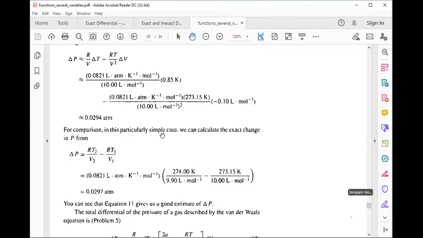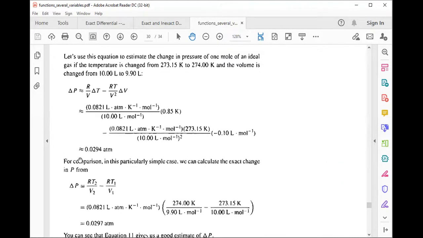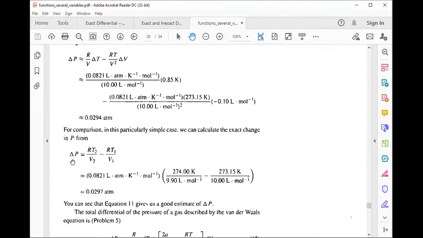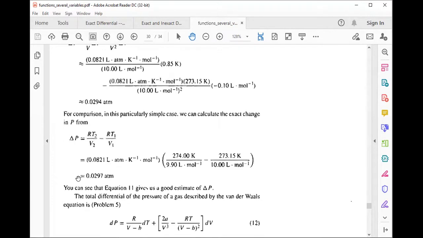For comparison, in this particularly simple case, we can calculate the exact change in P from the delta P expression. For an ideal gas, PV equal to RT, therefore P equal to RT by V. This is the final value of temperature T2 and final value of volume V2. So this will give you the final value of pressure, and this will give you the initial value of pressure. And we can calculate the actual change in pressure, and that turns out to be around 0.0297 atmospheric pressure.